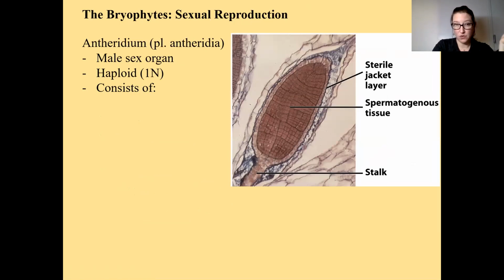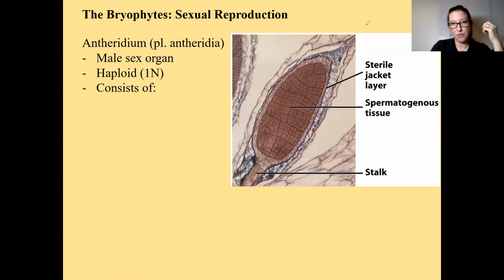This is the male sex organ. The male sex organ is the antheridium, or plural antheridia. It's also haploid, right? Here's that sterile jacket layer that we've talked about before. This whole layer on the outside is not going to make sperm. It's just going to protect the sperm producing cells inside. This is one of the features that allowed the bryophytes to have an existence on land as opposed to in the water.